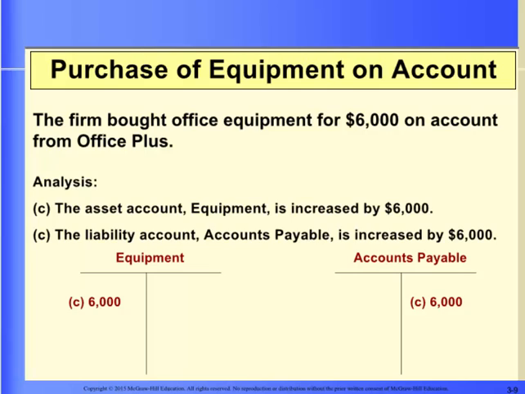Equipment is an asset, and so we show the increase on the left-hand side of the T account with a debit. The increase to accounts payable, a liability account, is shown with an entry on the right-hand side of the T account with a credit. As always, debits must equal credits.